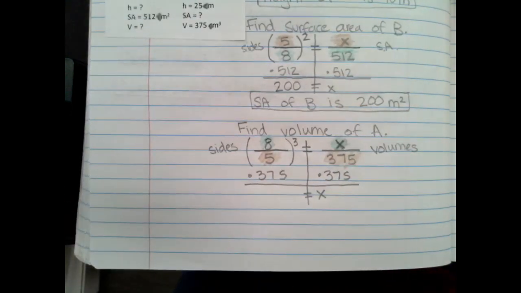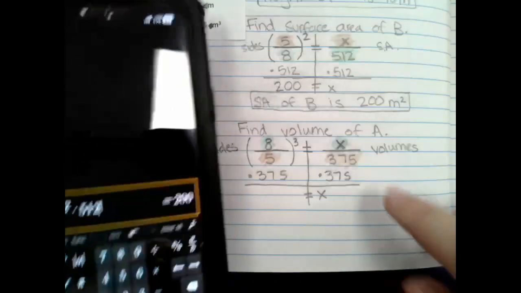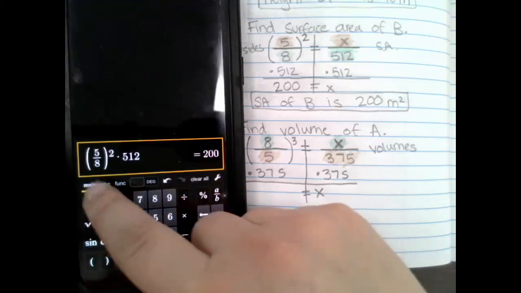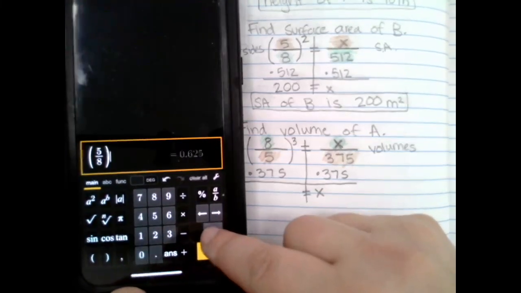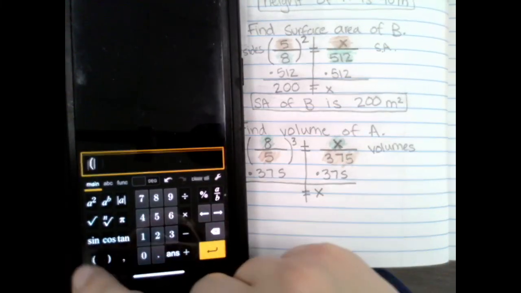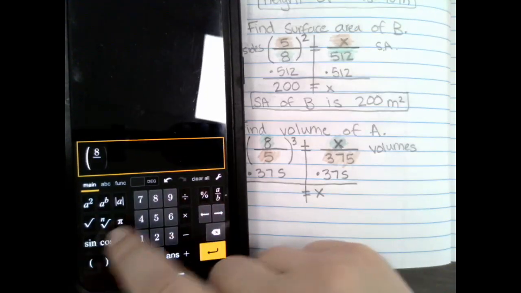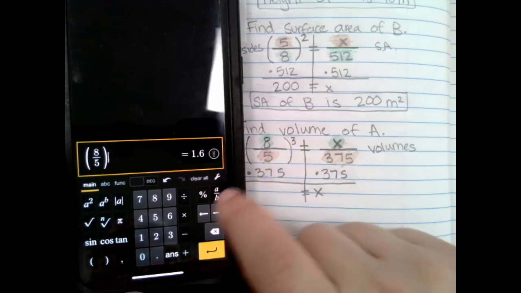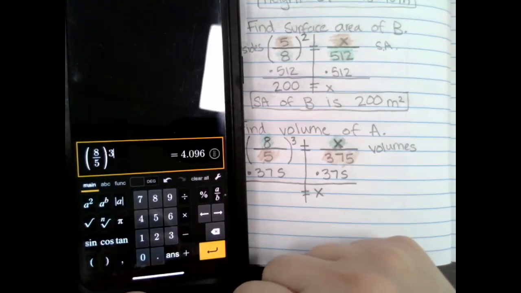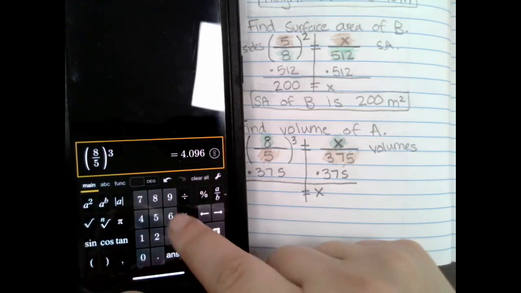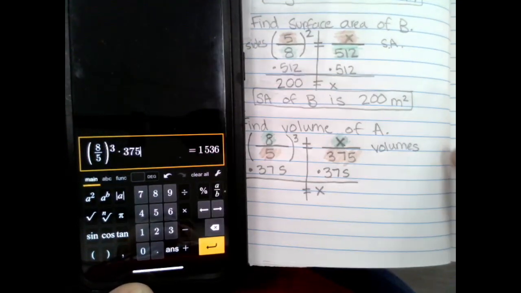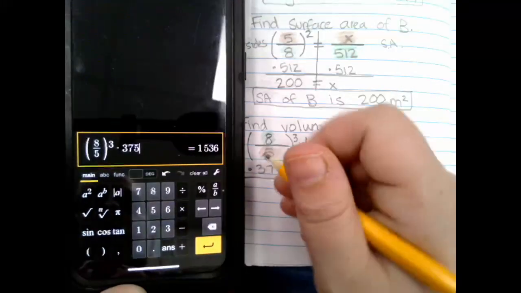Okay, in our calculator, we're going to make sure that we type that in really nice. We're going to make sure that if we're going to retype anything, we have it all right. If this one is not correct, then I'm going to just restart over. So parenthesis 8 over 5, parenthesis, and then it's to the power of 3. So I do that power of 3, and then times 375. And we get 1,536.